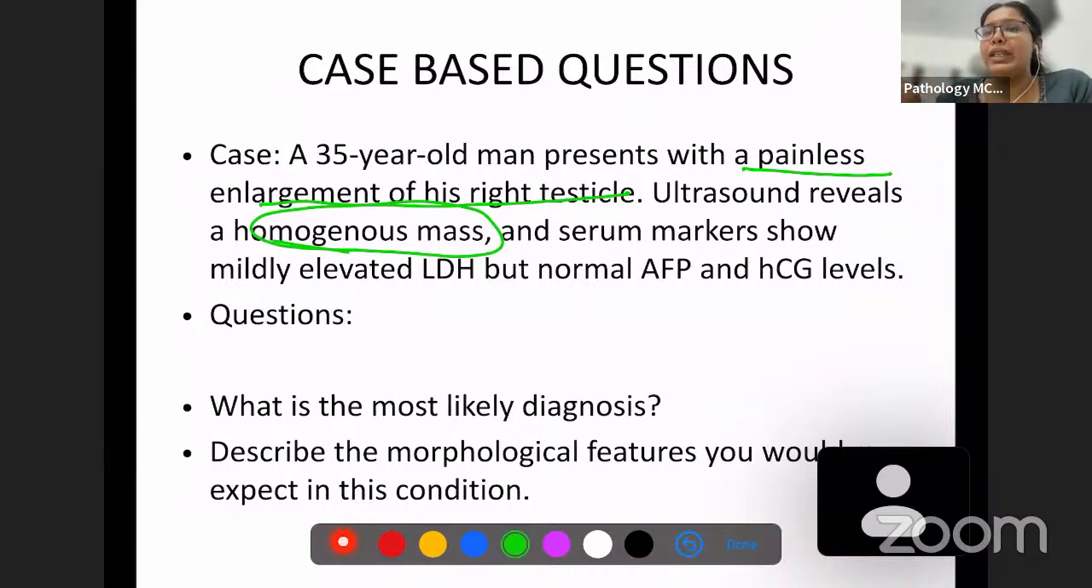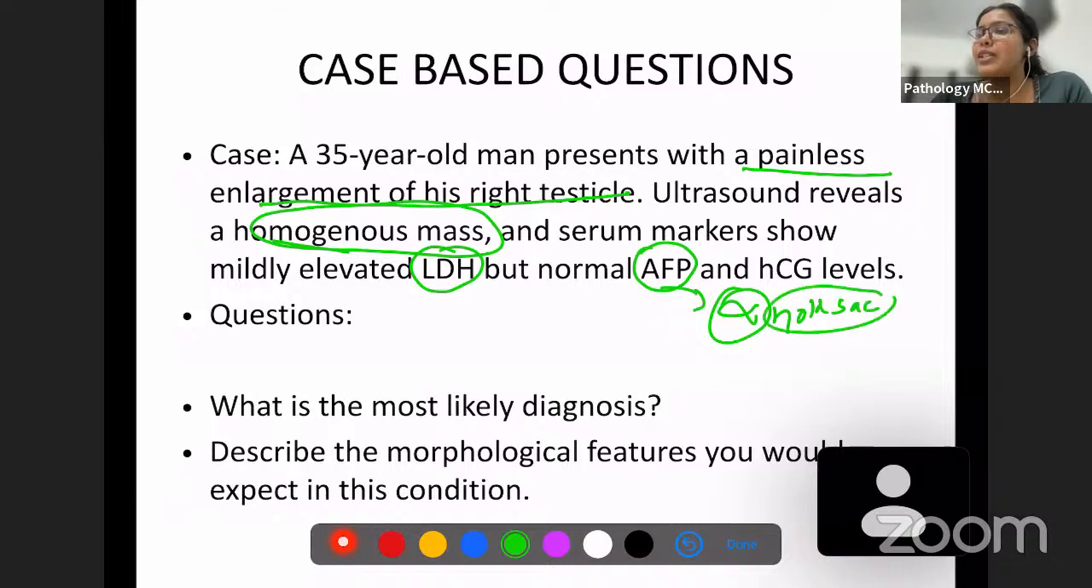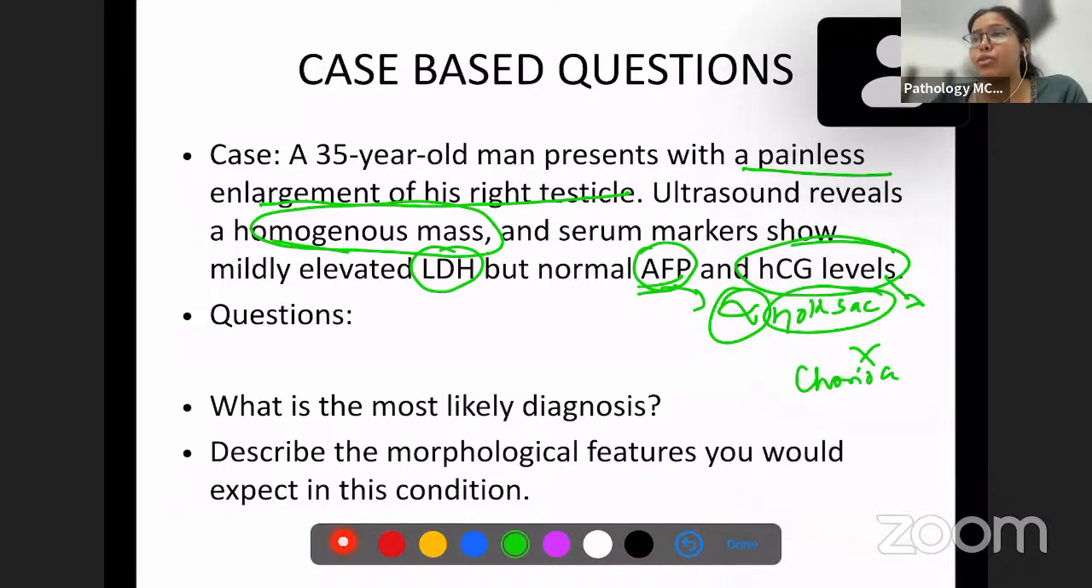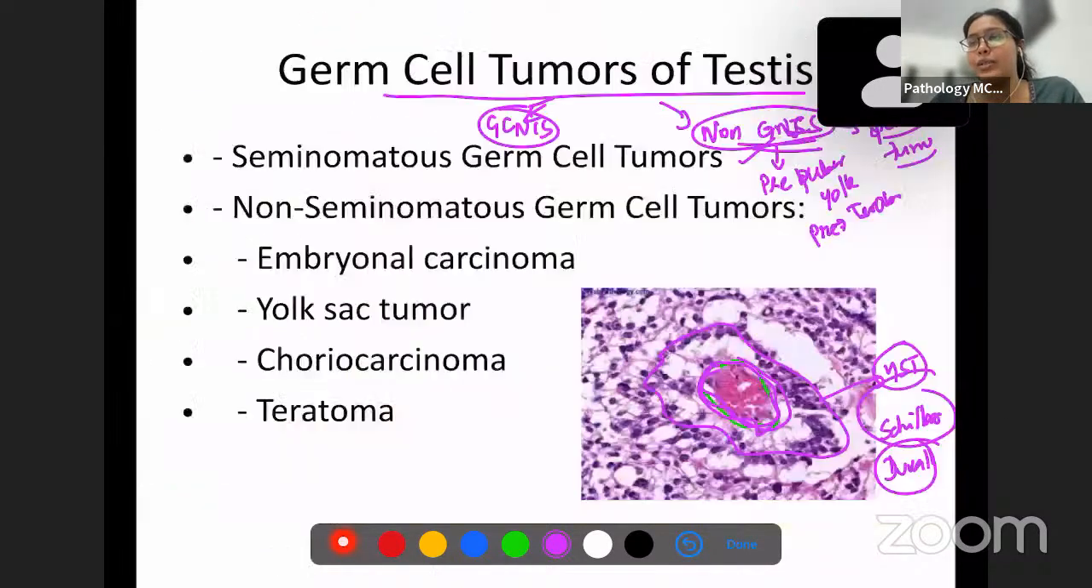Serum markers show mildly elevated LDH but normal AFP. What does normal AFP say? That it is not a yolk sac tumor, because we discussed if AFP is there, it's yolk sac tumor. And HCG levels normal. What does it say? It's not a choriocarcinoma. So what is the likely diagnosis? Elevated LDH, what should you think of? You should think of seminoma. And also, what else is elevated in seminoma? PLAP. Describe morphological features which you expect. Now, let's go back and see the image.